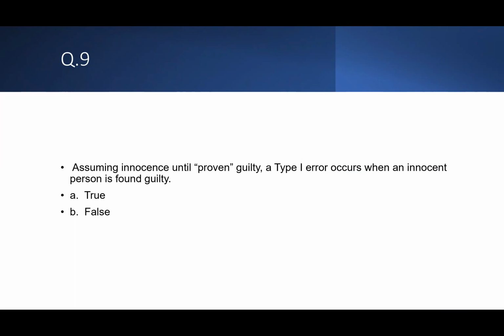Assuming innocence until proven guilty, a type 1 error occurs when an innocent person is found guilty. True or false? False. No. It was a type 1 error. The person was innocent, it was found guilty. So it was a type 1 error which was committed. It is true.